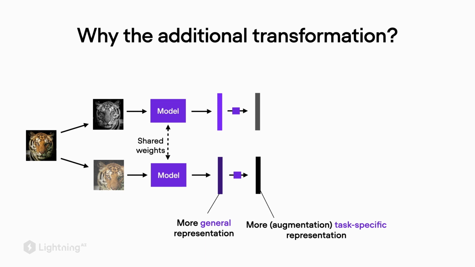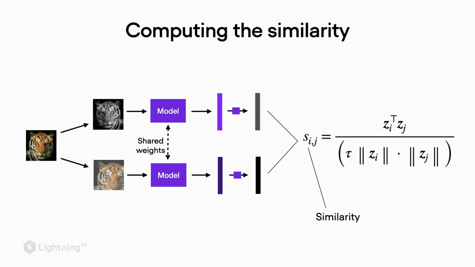As I mentioned earlier, we want to minimize the distance between two similar images. Minimizing the distance is the same as maximizing the similarity. And here's an outline of the similarity function that we use in SimCLR. S subscript ij stands for the similarity between input image i and input image j. In the numerator here we have the dot product between z_i and z_j. z_i is the embedding vector of input image i, and z_j is the embedding vector of input image j.